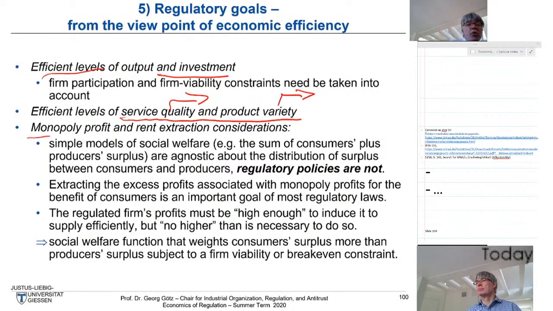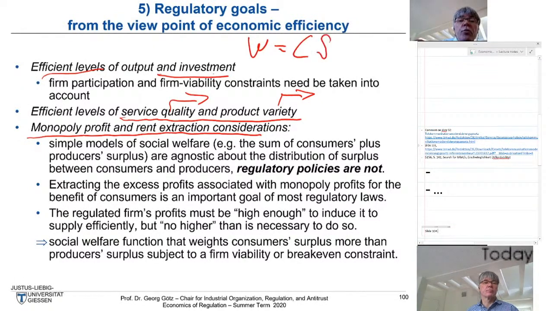Of course, what you also want is to address rent extraction. Typically, welfare or total surplus is just consumer surplus plus profit, or producer surplus. Regulatory policies typically assume some factor alpha, giving some weight to the profit which is smaller than 1. It might even be 0. So regulatory policies do care for distribution. They are not agnostic about the distribution of surplus. They don't just say it doesn't matter if consumers pay high prices, because then we get higher profits.